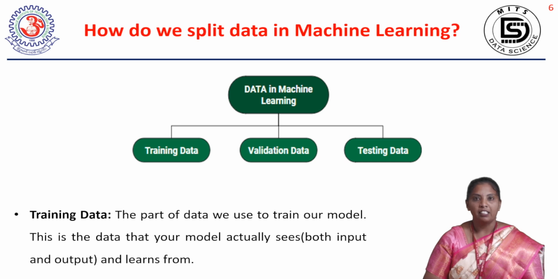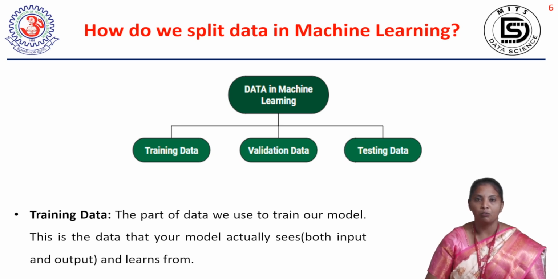Let us see how we split data in machine learning. Data in machine learning is split into three forms: training data, validation data, and testing data. Let us see what we mean by training data. As we already know, in machine learning each model should be trained well, then validated, then tested for real application. The part of the data we use to train our machine learning model is the training data. Here, the model actually sees both input and output and learns from it.